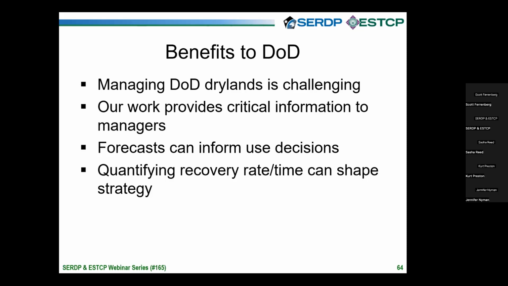But thinking about what we want to give back to the DoD, to say the least, managing a dryland is challenging when it's DoD trying to make sure they're maintaining readiness and dealing with all of that important environmental and ecological information that Sasha shared. It becomes an overwhelming task. We hope our work is providing critical information to those managers. We want to help them to forecast so that we can inform the use decisions and how they might use their resources when they're trying to manage and restore. And finally, we're hoping that quantifying those recovery rates and timing, like we do with that pipeline data, can really help to shape strategy now and into the future across these systems.